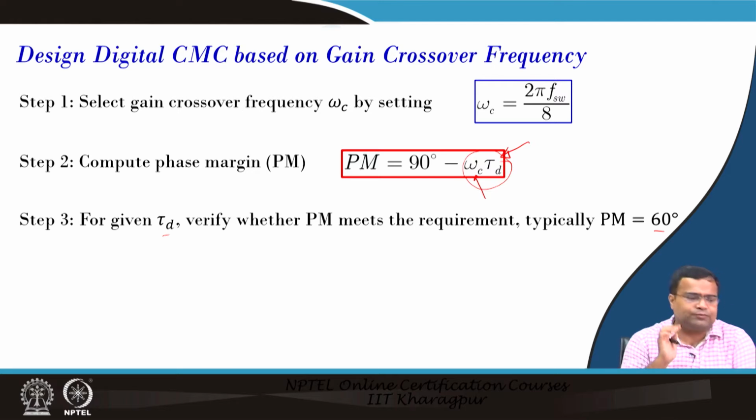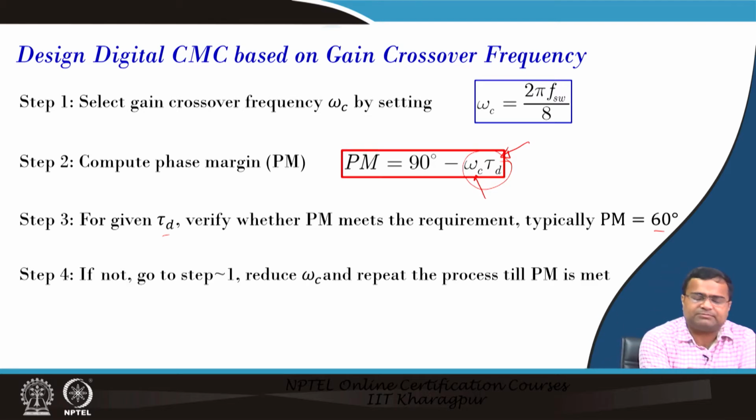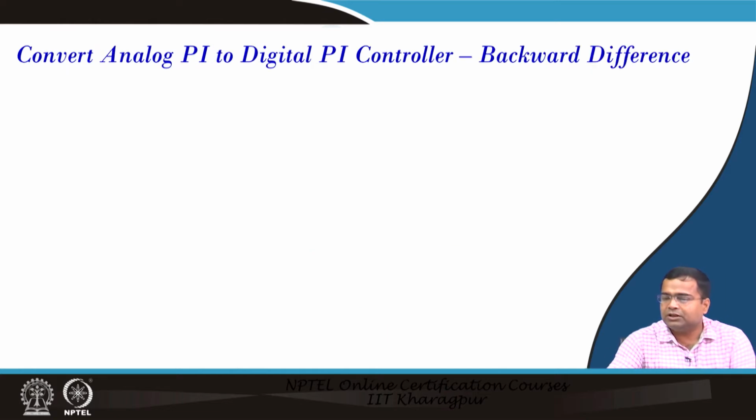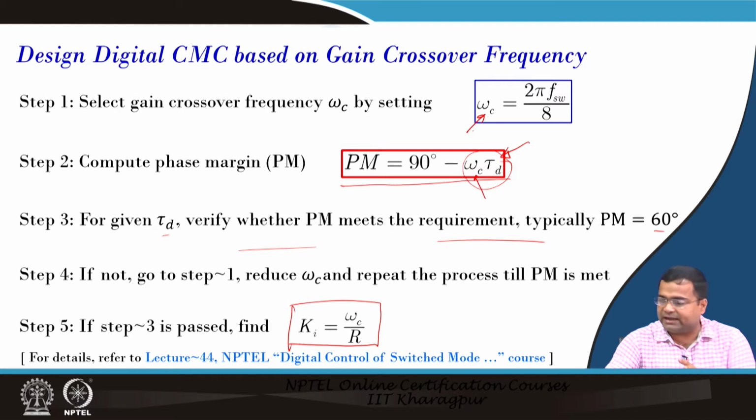Keeping those two facts in mind, our desired objective is to achieve a 60° phase margin without violating the model validation problem. If the phase margin is lower than 60°, then we have to reduce omega c further so that it passes this third requirement. If it is passed, then we go to the last step: our controller integral gain is simply the crossover frequency divided by R. Once we get that, we can get the PI controller gain.